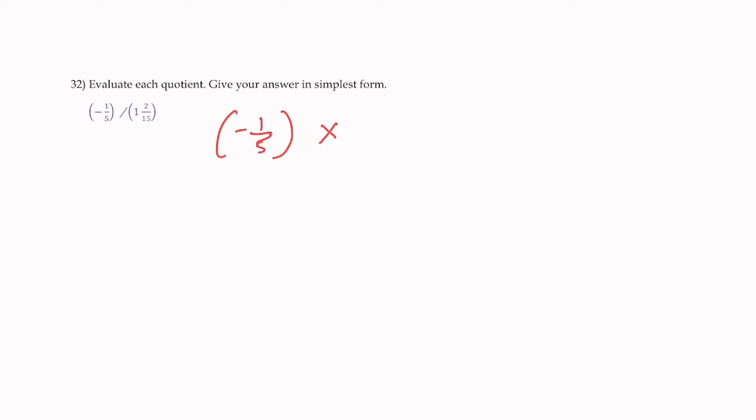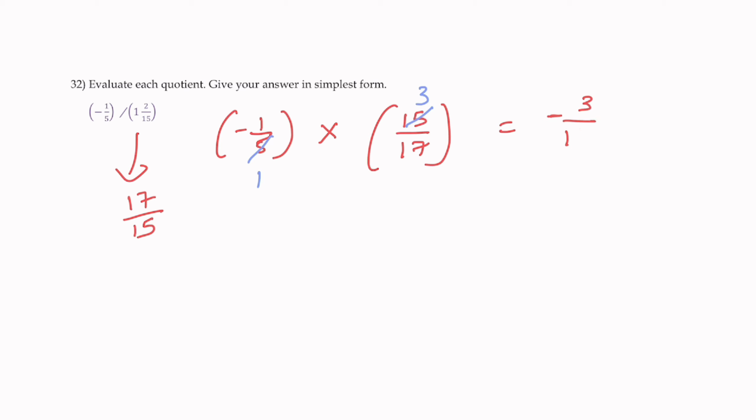Division becomes multiplication and this has to be converted. So 1 times 15 is 15. 15 plus 2 is 17. And that's the fraction. And we are going to inverse this. 15 over 17. 5 times 1, 5 times 3. So the answer is minus 3 over 17. One negative fraction, so answer has to be negative over here.